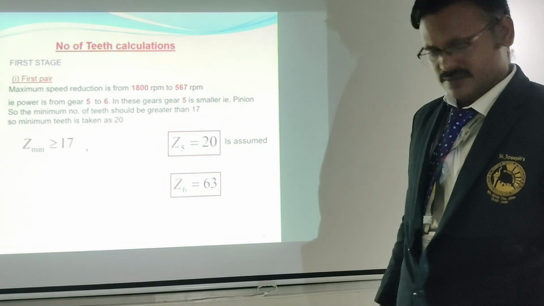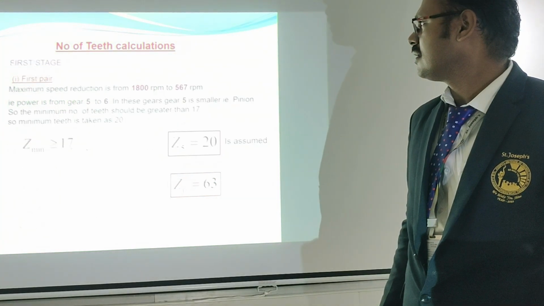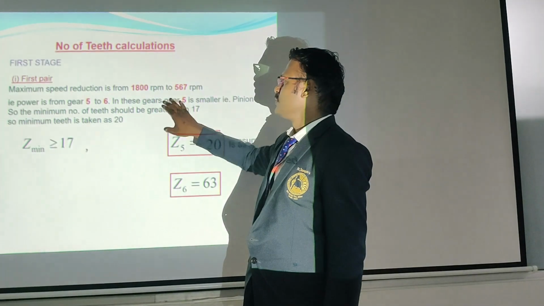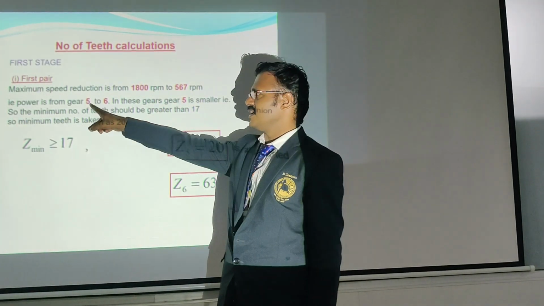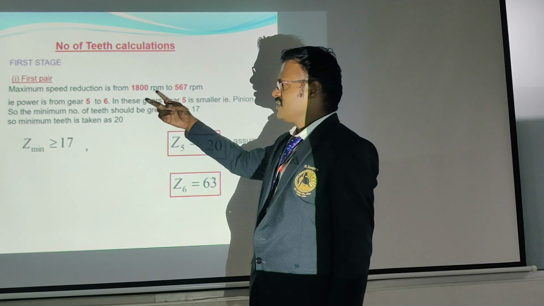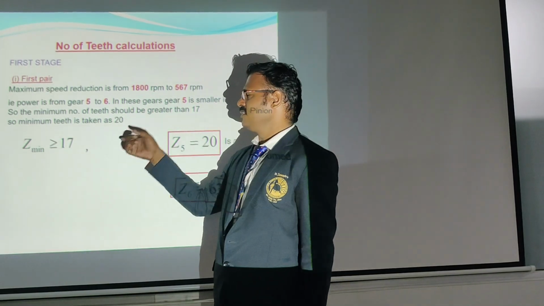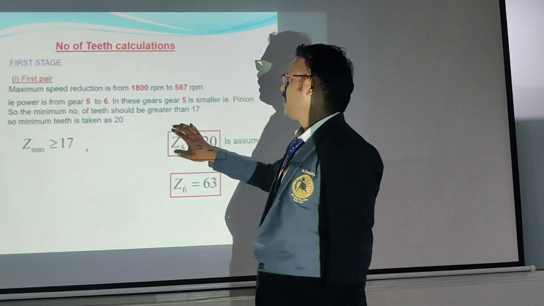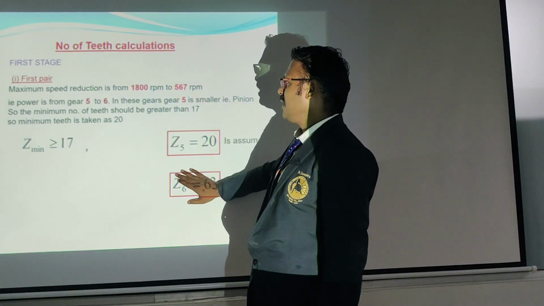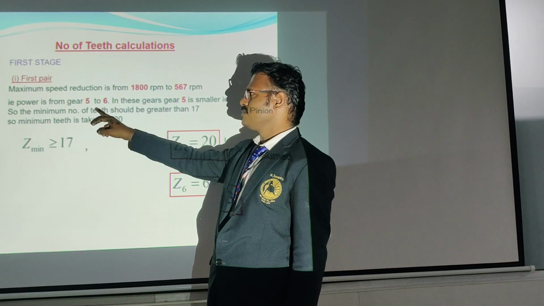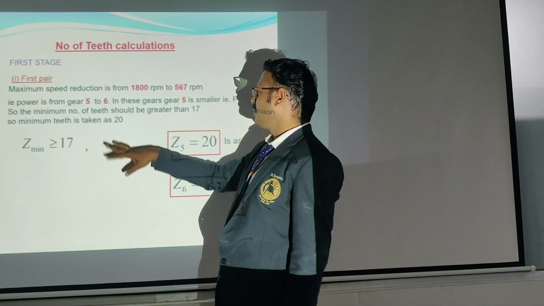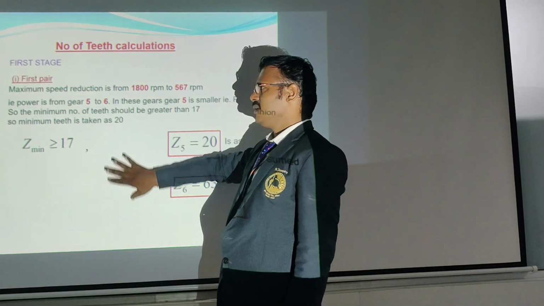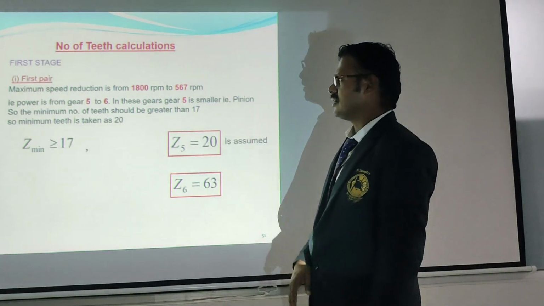So first stage, first pair, 1800 to 567. So first pair we will consider 5, 6. Then second pair will be 1, 2. Then third pair will be 3 to 4. Okay. So in first pair 5, 6, I have to choose the formula N5 divided by N6 equal to Z6 divided by Z5. I have to choose that formula.